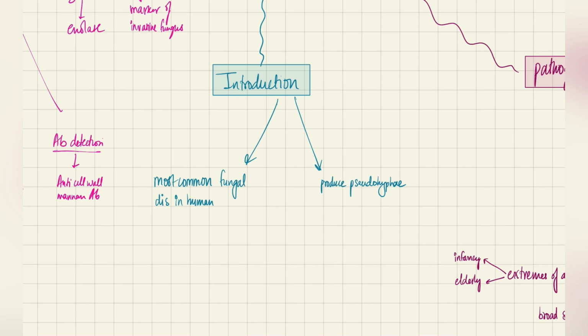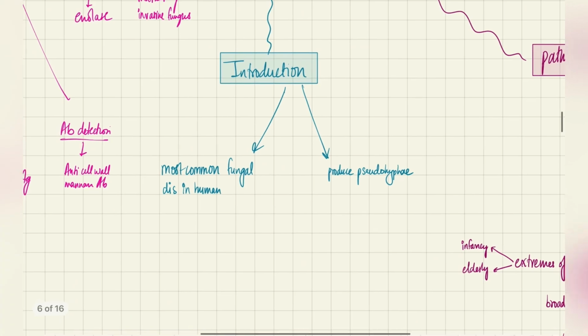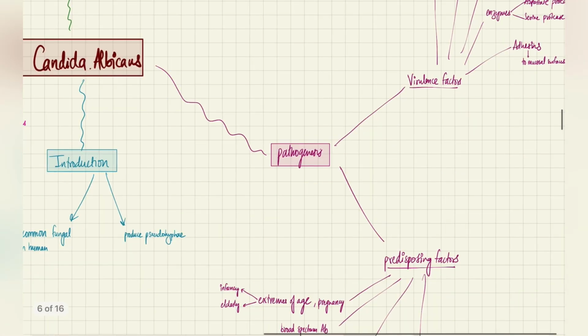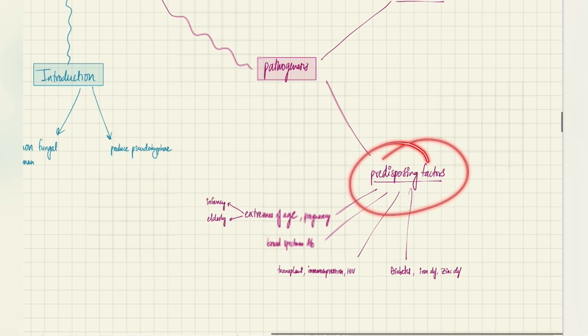Characteristically, Candida albicans produces pseudohyphae. This is very important to remember, whether it's producing hyphae or pseudohyphae. So here, pseudohyphae. Coming to the pathogenesis, let's talk about the predisposing factors first.